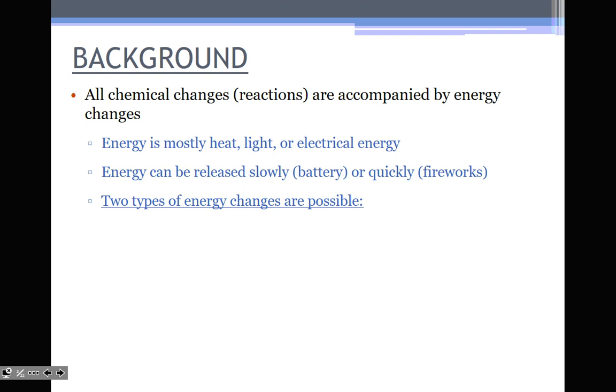All chemical changes are accompanied by energy changes, right? So remember, chemical changes, you're forming a new product. Basically, energy is seen as mostly light, heat, or electrical energy. Energy can be released slowly, such as in a battery. It's a chemical change that actually creates electricity in a battery, or quickly, such as fireworks.